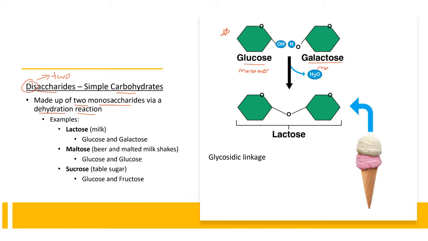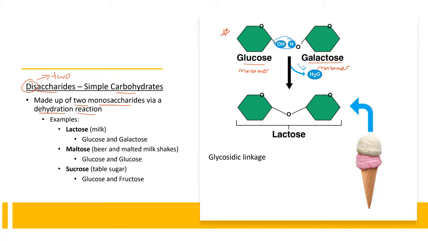galactose, which is another monomer, they come together via a dehydration reaction. Dehydration means we lose a water molecule, as you can see here. And when we remove this water molecule, what do we make? We make a covalent bond, just like in our previous examples.